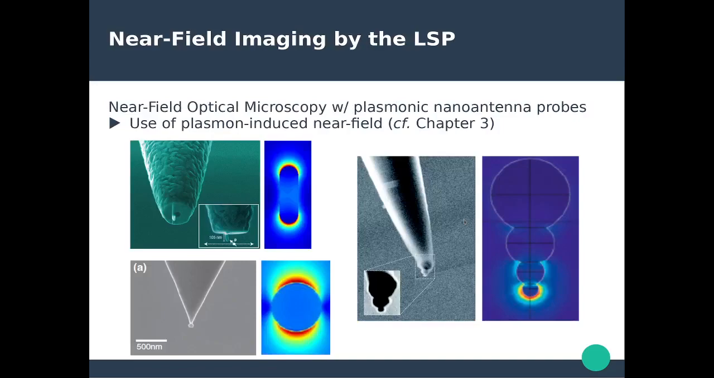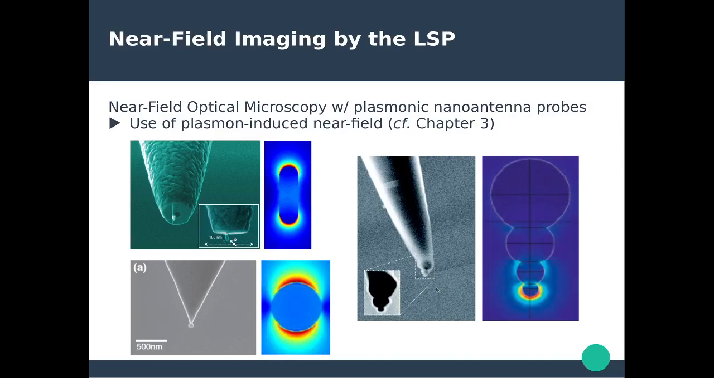So this can be done using a variety of probes, but typically near-field optical microscopy is done with plasmonic nanoantennas. You can take advantage of this near-field to actually probe molecules and quantum emitters, for instance, so you can really study interactions between the near-field and those quantum emitters.